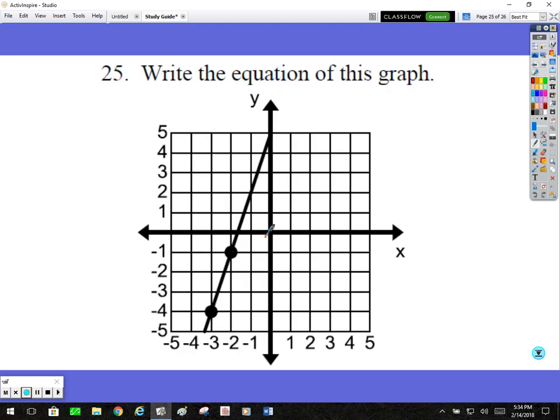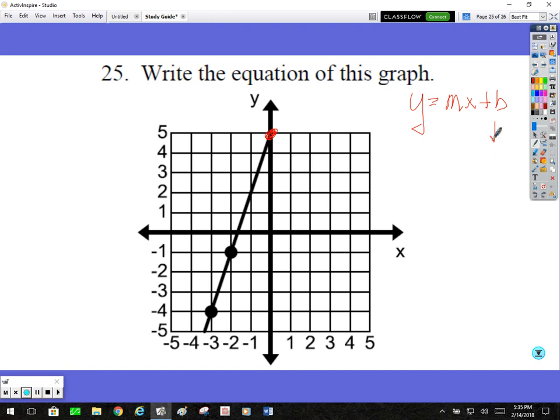Okay, the equation. I'm assuming you're going to have some equations to match on this one. So remember, mx plus b. All right, where does it cross the y-axis? That is the b. Well, it's crossing right here at plus 5.